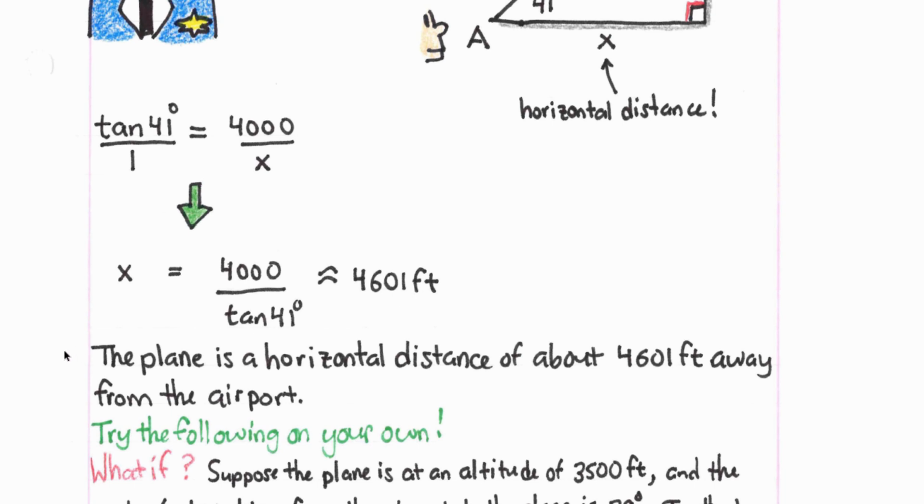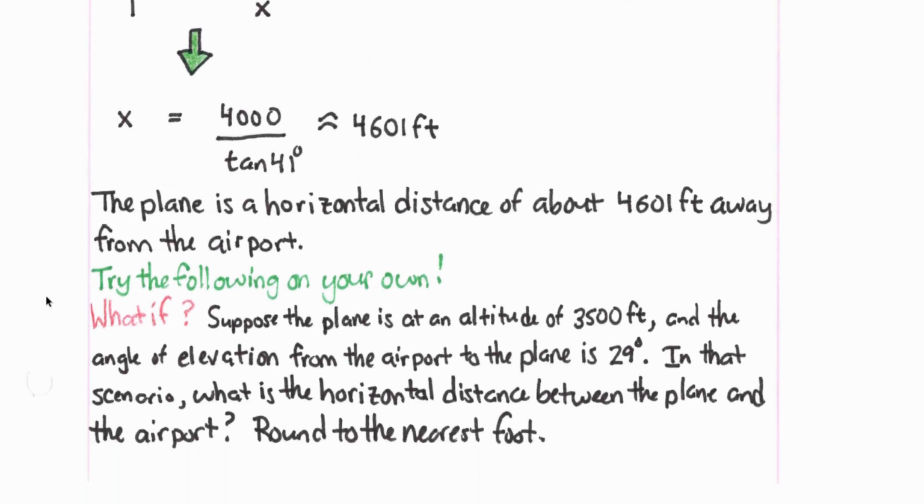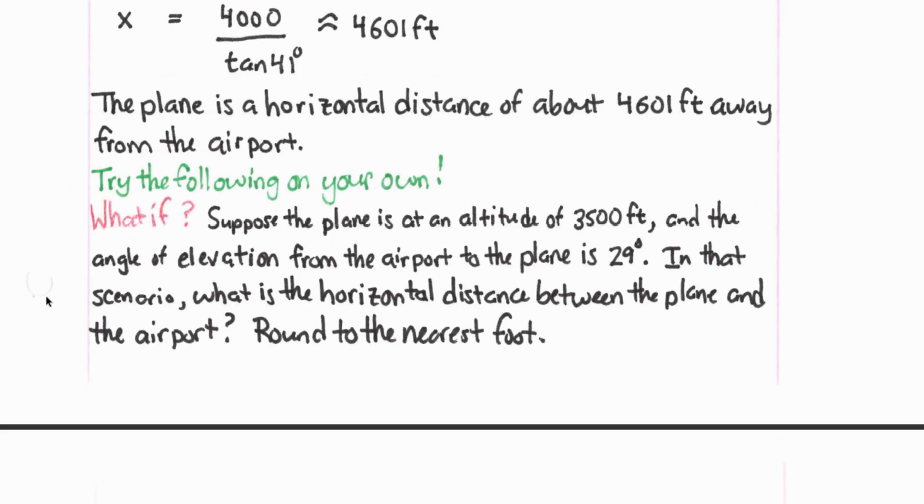So it's a word problem, so we finish with a sentence. The plane is a horizontal distance of about 4,601 feet away from the airport. Now try the following on your own. Pause the video.